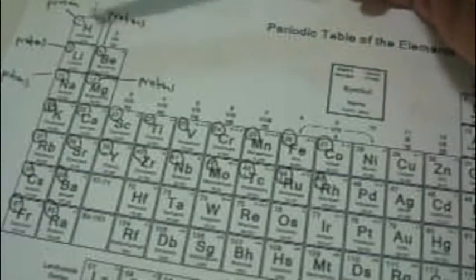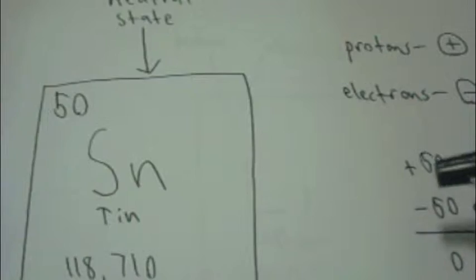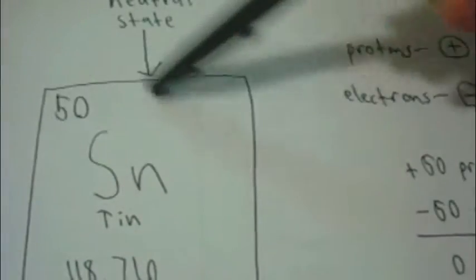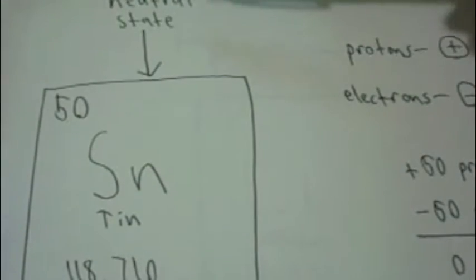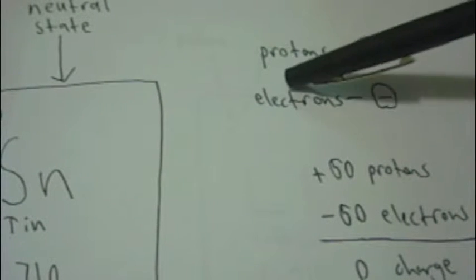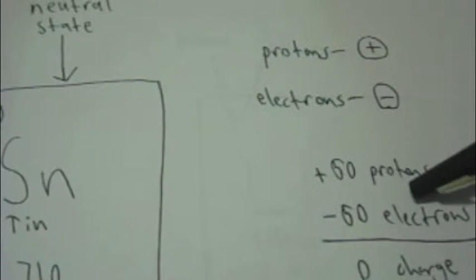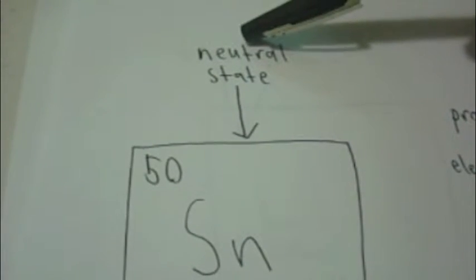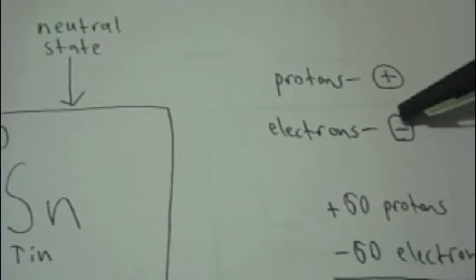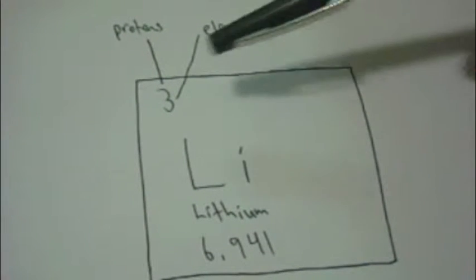These numbers on each square represent the number of protons in one of the element's atoms. Now, when you see an element on the periodic table, that is the element in its neutral state. Since protons have a positive charge and electrons have a negative charge, the same amount of each would make the element's charge neutral. So, since the elements need to be neutral, an element's atomic number also represents the number of electrons. So, for lithium, for example, it would have 3 protons and 3 electrons.